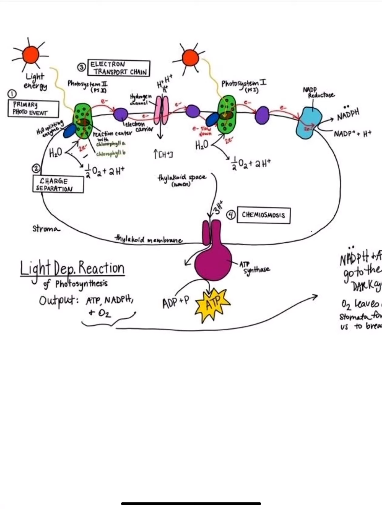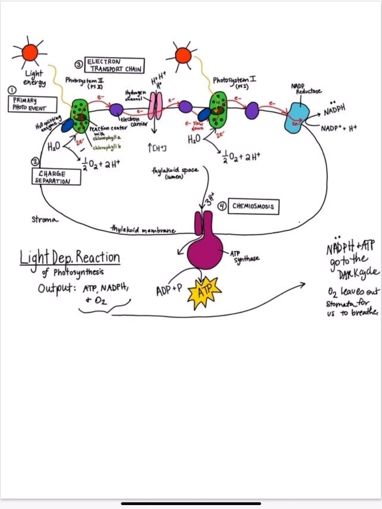In this video, I'm going to discuss the light-dependent reactions of photosynthesis. And of course, these reactions, as the name says, can only happen during the daytime or as long as the light is shining. We're going to focus on the four main events in this phase of photosynthesis, namely the primary photo event, the charge separation, the electron transport chain, and chemiosmosis.